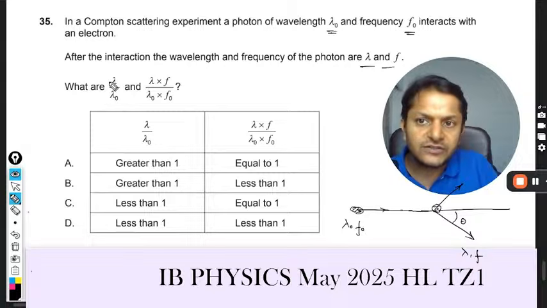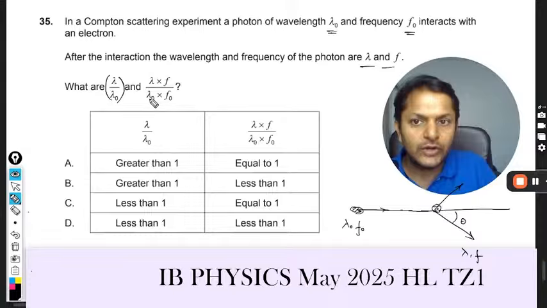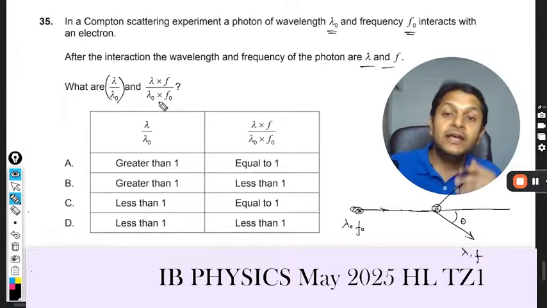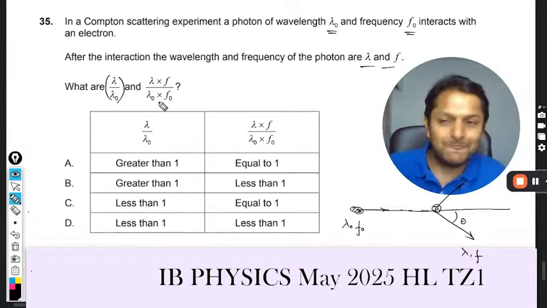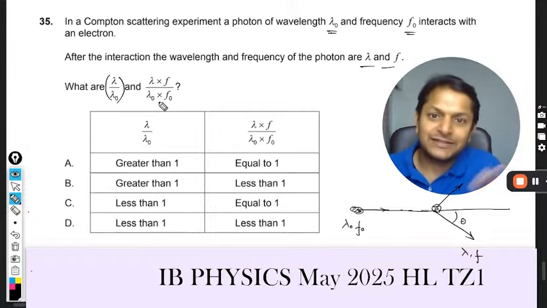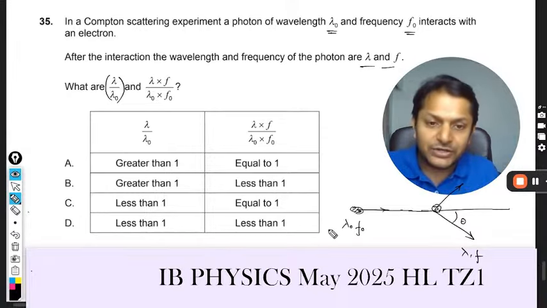Now, the question is, what is lambda by lambda naught? And what is the ratio of lambda times f divided by lambda naught times f naught? Wow, that's quite an innovative question from the Compton scattering effect. I was not expecting this kind of question, by the way, but still not very difficult. Listen to this. There is a concept here.